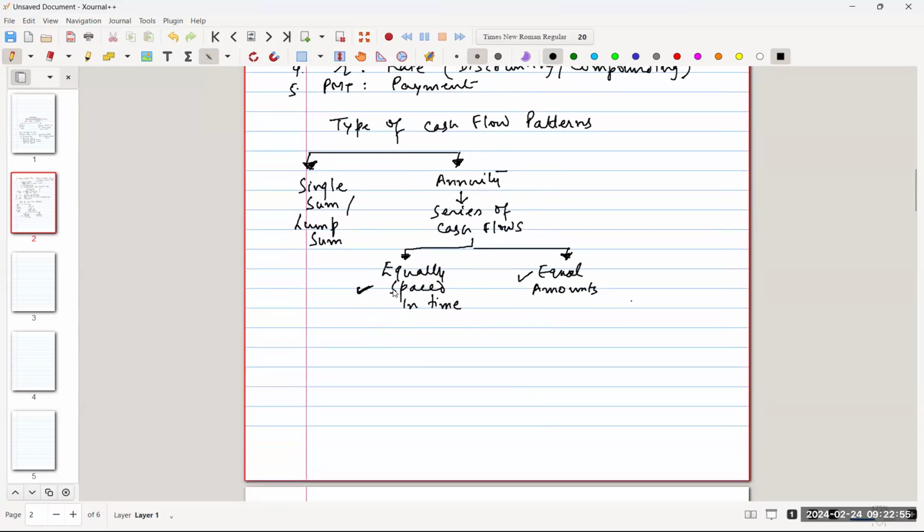Within annuities, ladies and gents, there can be two types of annuities. What two types? Number one, an ordinary annuity.